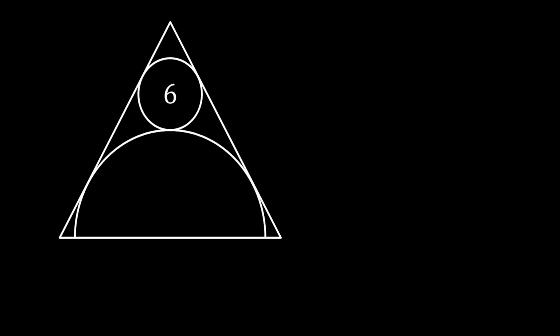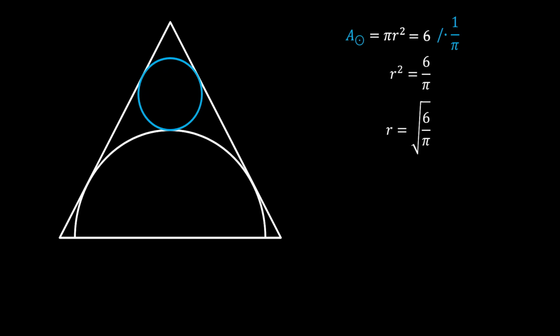For this problem, I'm not going to label any vertices because I think that we can get away without it. I'm first going to take a look at our inscribed full circle with the area of 6. As you know, the area of any circle equals pi r squared. Since the area of our circle is 6, we get that pi r squared equals 6. We can simplify by pi, and from this, we get that the radius of our circle equals the square root of 6 over pi.